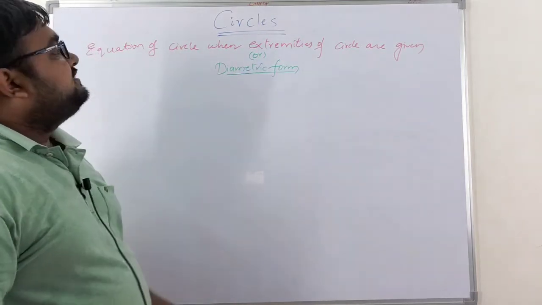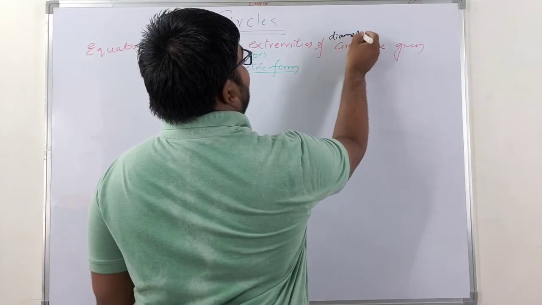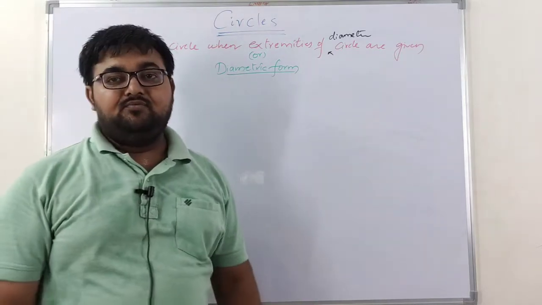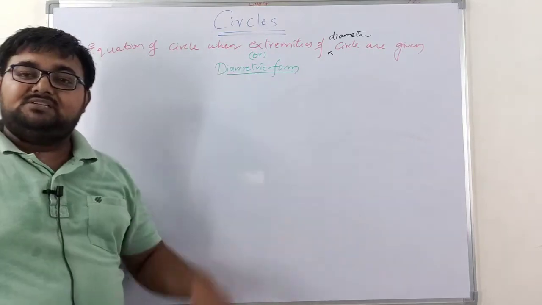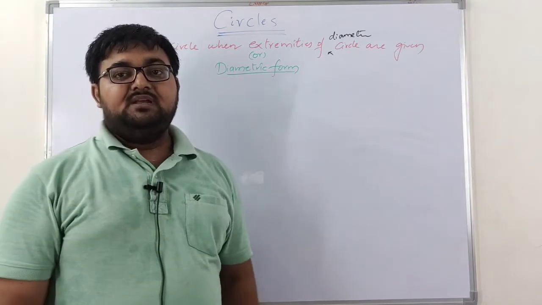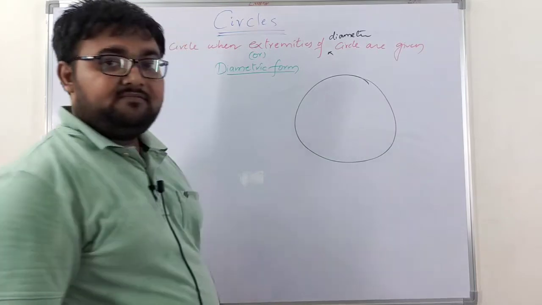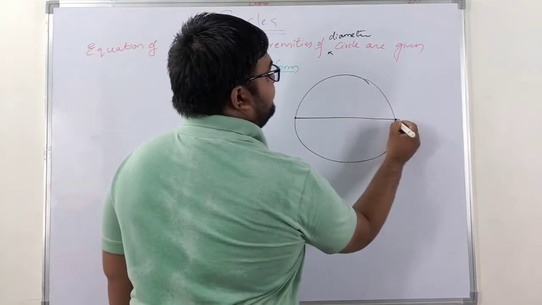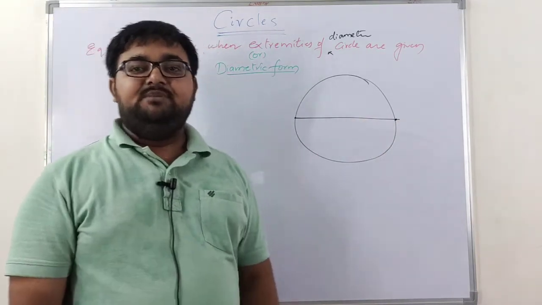Okay. Next is the equation of a circle when the extremities of its diameter are given. This is also called the diametric form. Previously we discussed the center radius form. Here we are going to discuss the diametric form. In this, I am given a circle and the extremities of its diameter, which are nothing but the end points of the diameter.